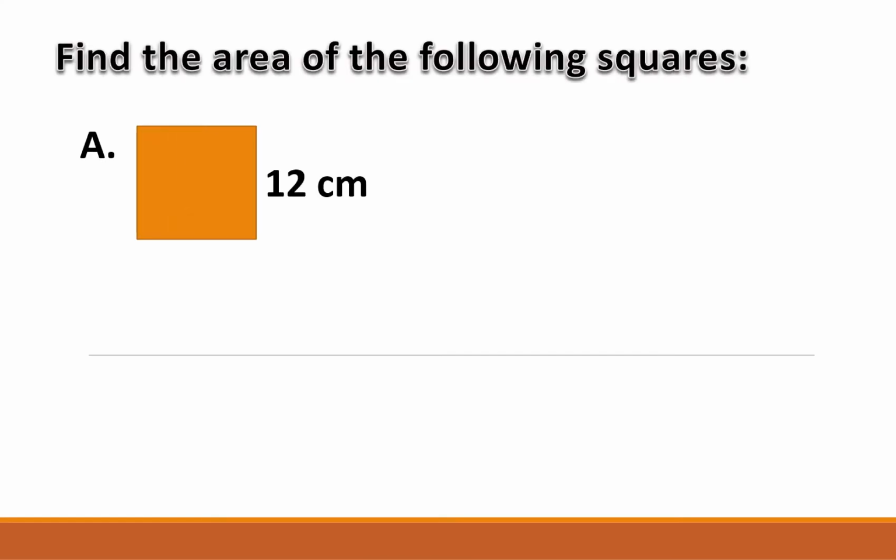Now, finding the area of the following squares. Take note that in finding the area of a square, what is the formula again? Correct. Its area is equal to side times the side. So who would like to answer number 1 or letter A? The side is 12 centimeter. What will be the answer?